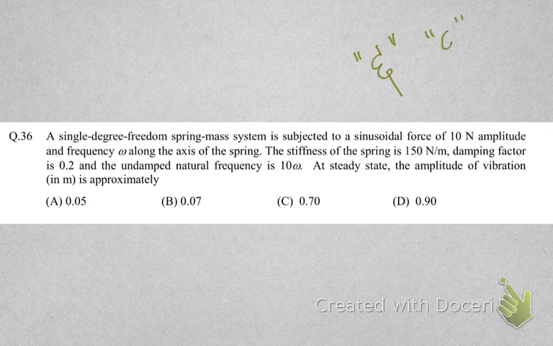Then the undamped natural frequency. What is the undamped natural frequency? It is your natural frequency, which can be given by omega n. So omega n is given in terms of the forcing frequency, which is 10 times omega. Clear? The other very important point to be noted is that they are asking you, at steady state, what is the amplitude of vibration. Units they are asking in meters. So be very careful. Whatever you do, make sure your final answer is in meters. Very important.